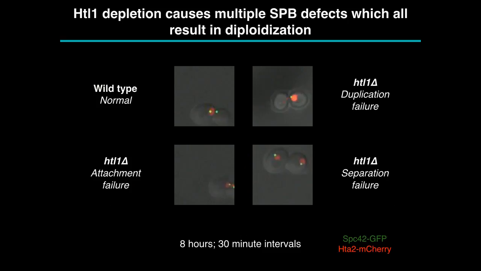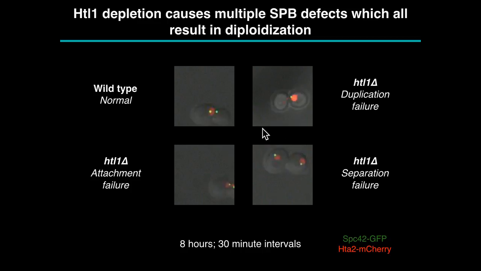So we used these conditional alleles to make movies, and we decided to mark the spindle pole body, which is the microtubule organizing center, with green. So we marked the core component SPC42. And we also marked the histone H2A with red to denote the DNA. Each movie represents an 8-hour time course where I've taken images every 30 minutes.